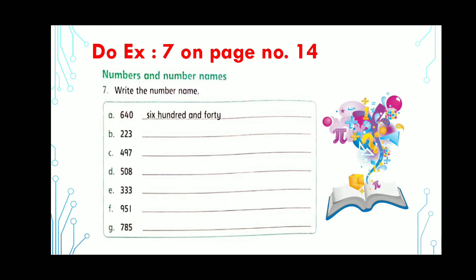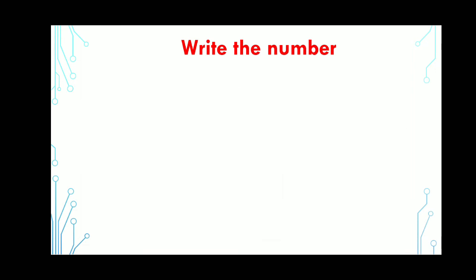Numbers and number names. Write the number name: 640. Now write the number name. One has been done for your help. Complete all the parts of this exercise in your book. Read the number, then write its name in the given box.